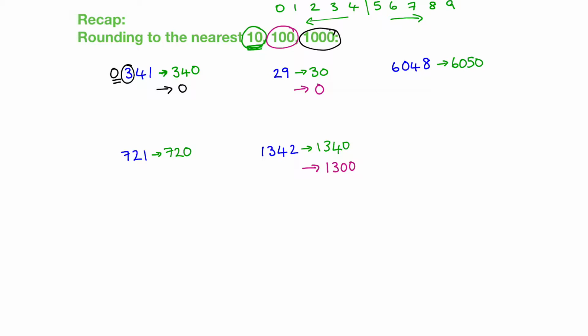Because if you think about 0 to 1,000, 341 is round about here. It's less than halfway, so it's closer to 0 than it is to 1,000.